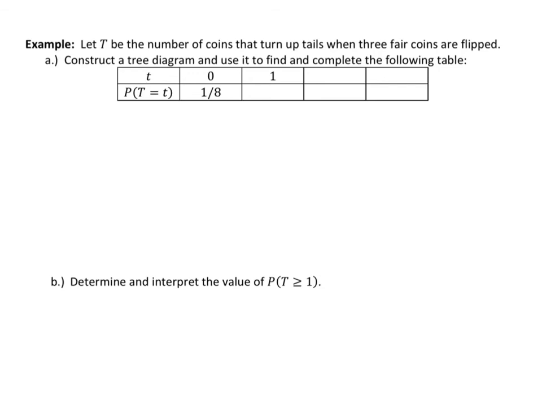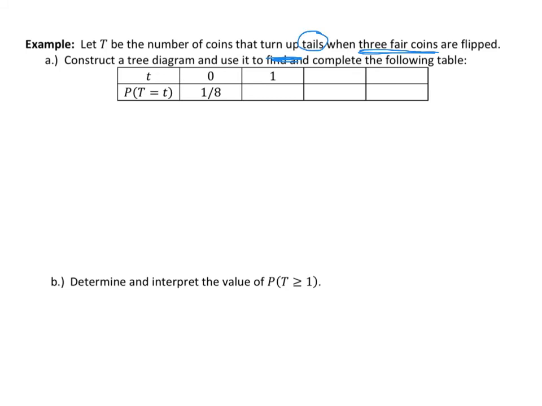So this example says, let T be the number of coins that turn up tails when 3 fair coins are flipped. Construct a tree diagram and use it to find and complete the following table. I suppose we don't really need to find this table, we just need to use it to complete the following table. So I need to make a tree diagram. I'm flipping 3 fair coins, and what I'm really counting are tails.